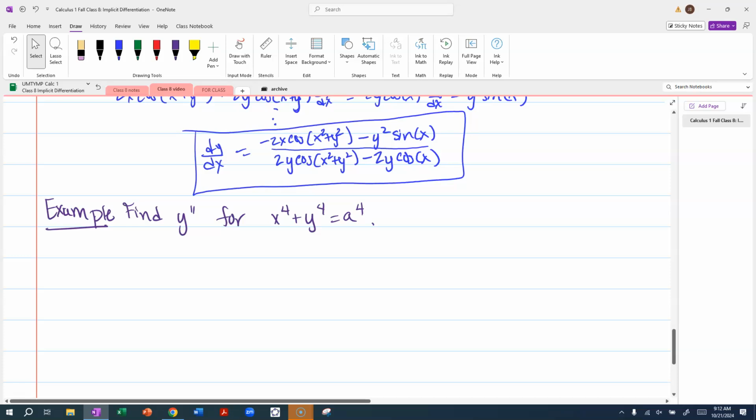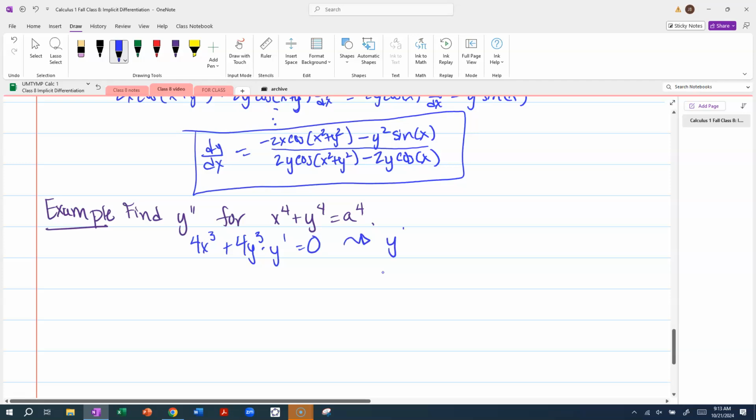All right, so this next example doesn't look terribly complicated, right? We just have to find the second derivative. It shouldn't be that bad, right? Well, let's see. If we do the first derivative on our own, we could probably do that. So 4x cubed plus 4y cubed times y prime is equal to 0. Okay, solve for y prime.